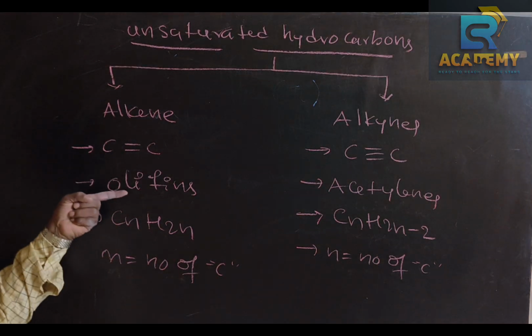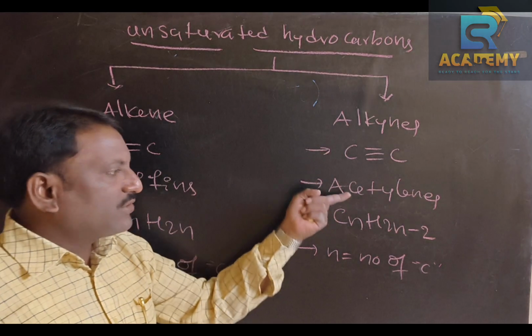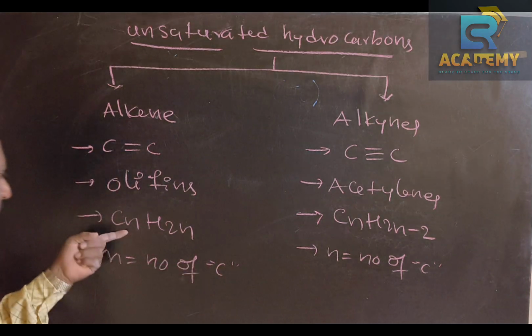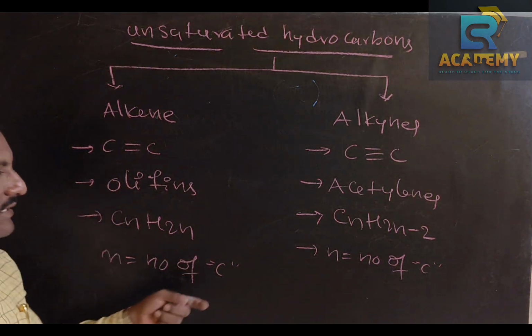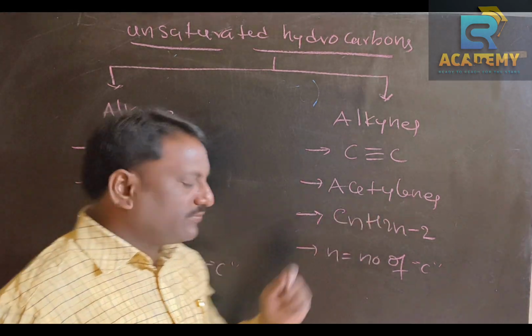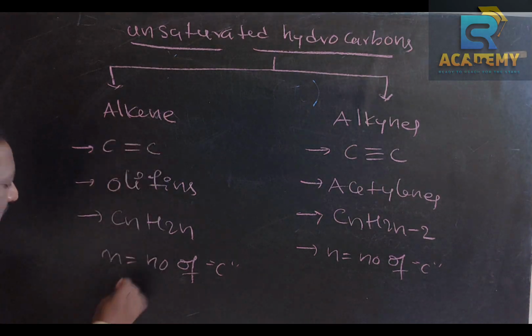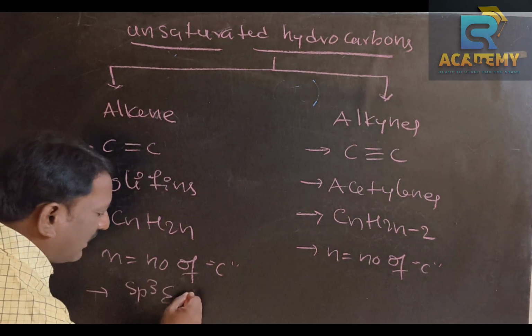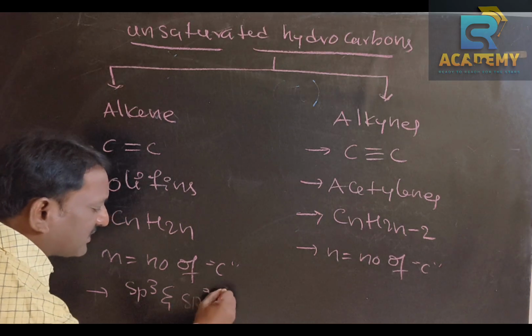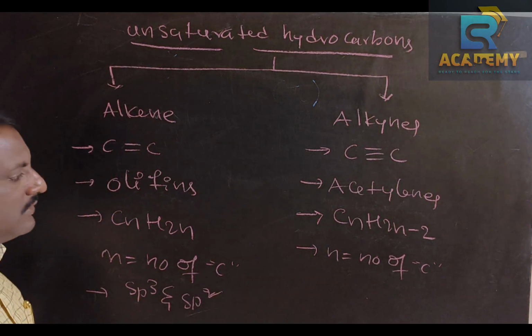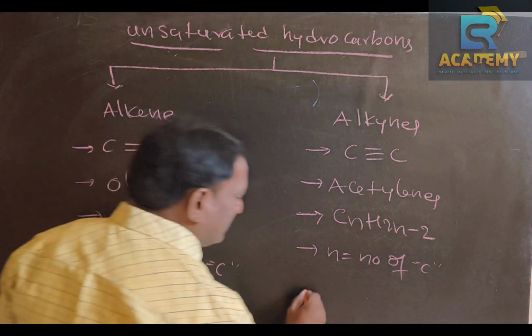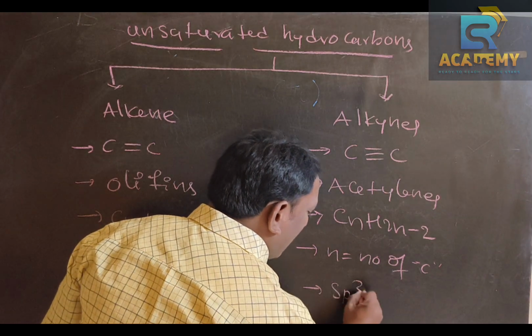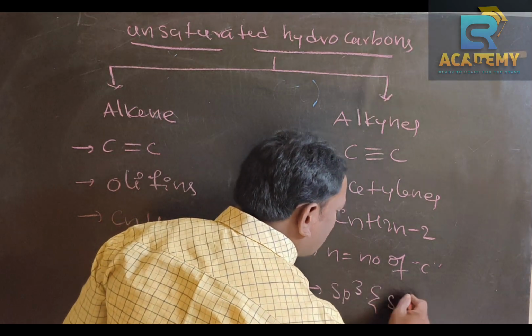Alkenes are also called olefins, alkynes are also called acetylenes. General formula for alkenes is CnH2n, for alkynes CnH2n minus 2. In case of alkenes, sp3 hybridized carbons and sp2 hybridized carbons are present. In case of alkynes, sp3 hybridized carbon and sp hybridized carbons are present.